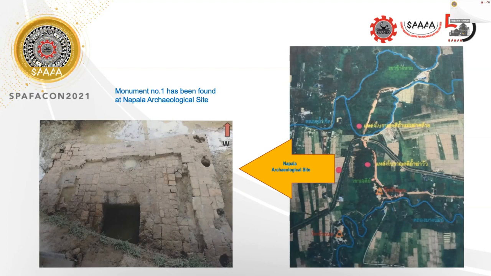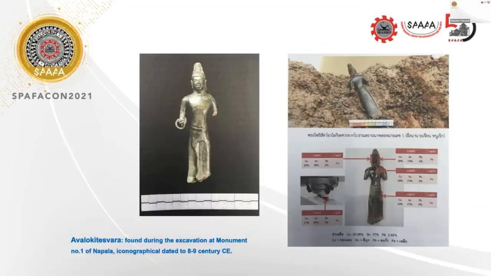Then the next year after that, in 2019, we excavated another test pit somewhere nearby and found rice grain in the habitation layers. In this excavation, the associated find is the Avalokiteswara. Next slide, please.